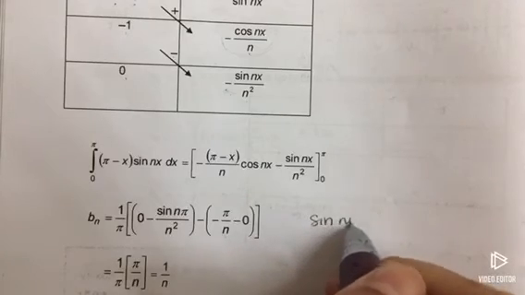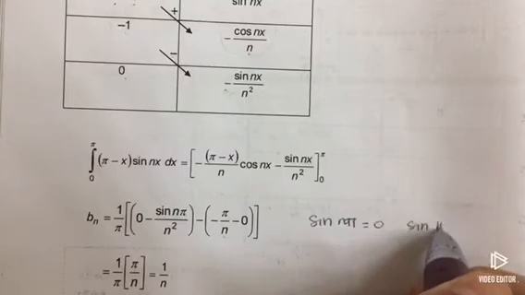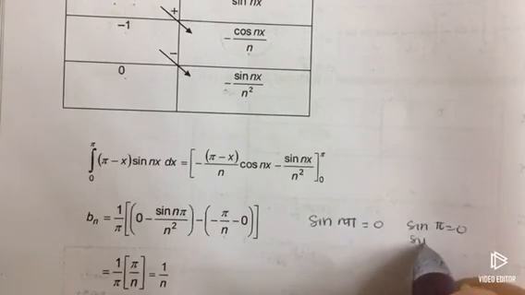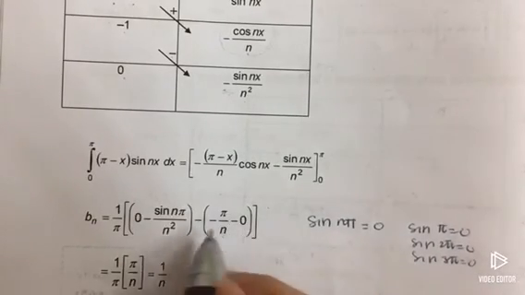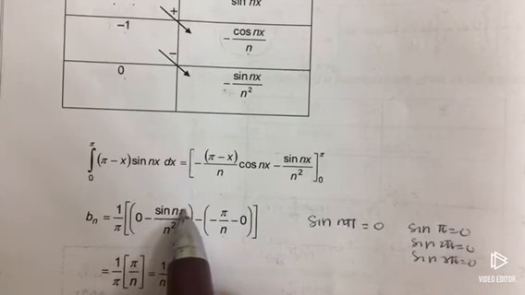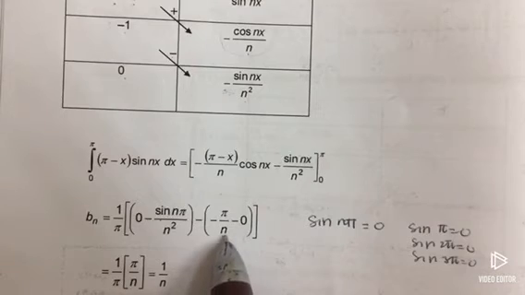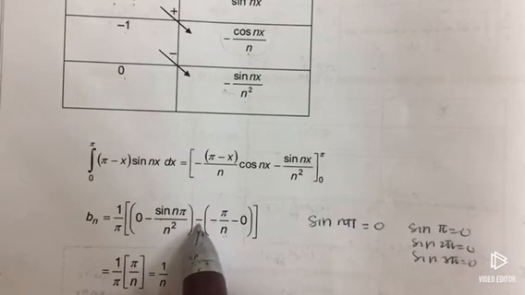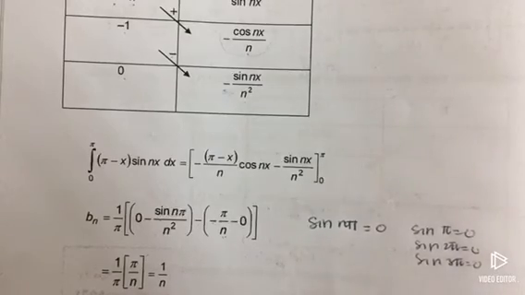Sin n pi is always equal to 0 because sin pi equal to 0, sin 2 pi equal to 0, sin 3 pi equal to 0, all 0. So we can replace sin n pi with 0. So our answer is only pi over n. Negative, negative, positive, times 1 over pi, we get pi over n. Simplify, so finally 1 over n.